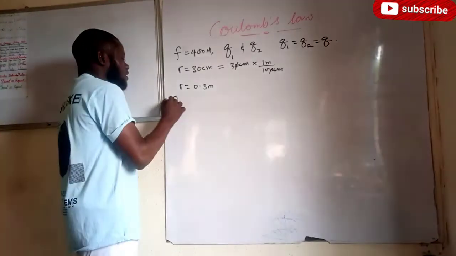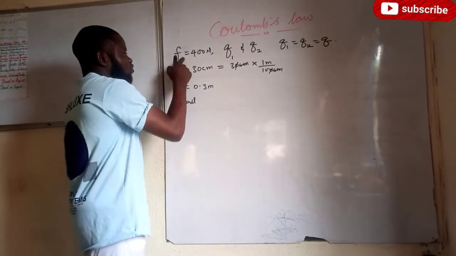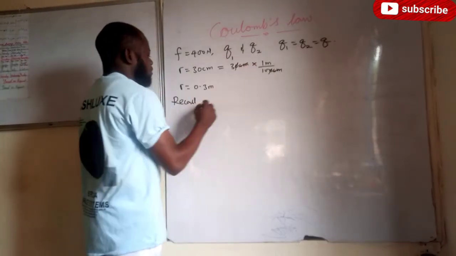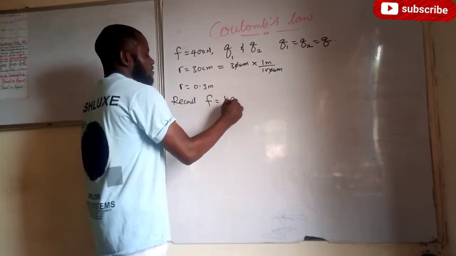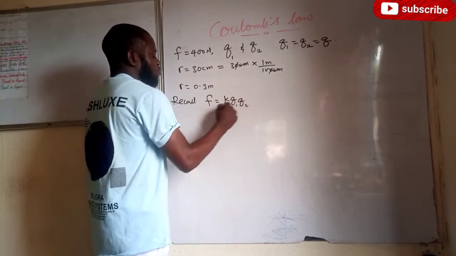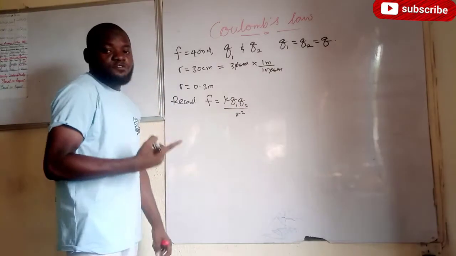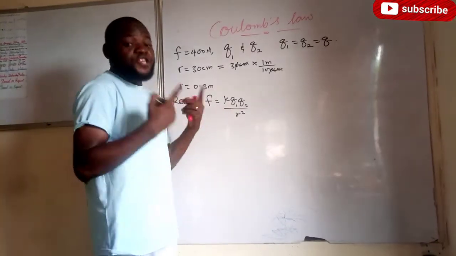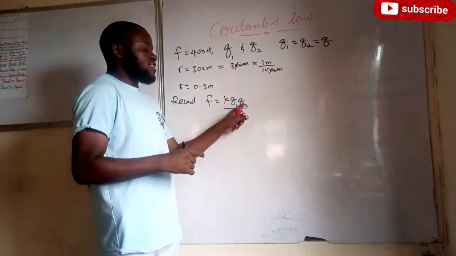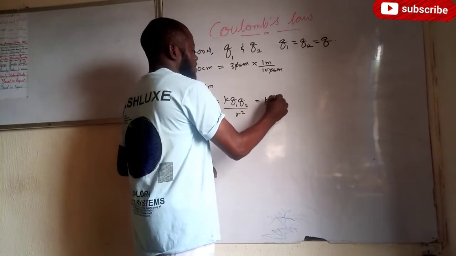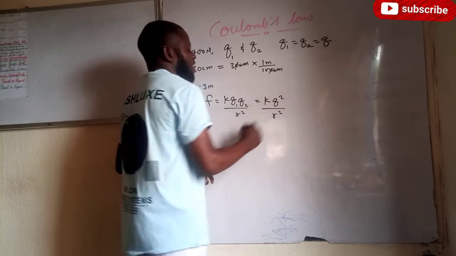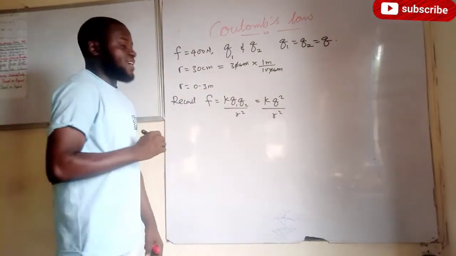So we recall that the relationship between F, R, and Q is given by Coulomb's law. F equals K Q1 Q2 divided by R squared. And remember, when Q1 is equal to Q2, we can just write this equation as K Q squared divided by R squared. Do we understand this now?